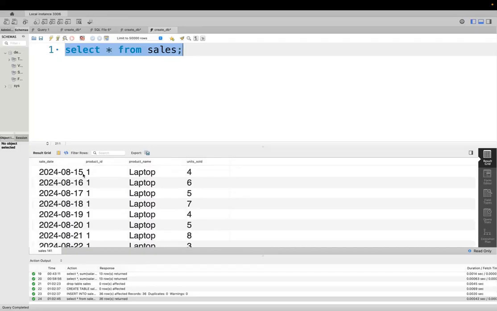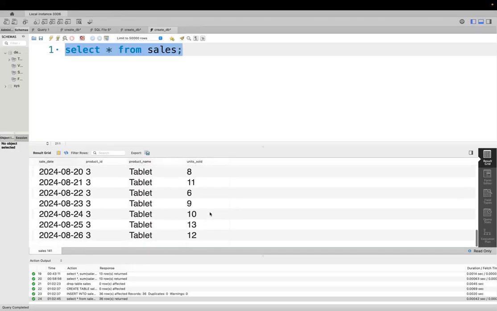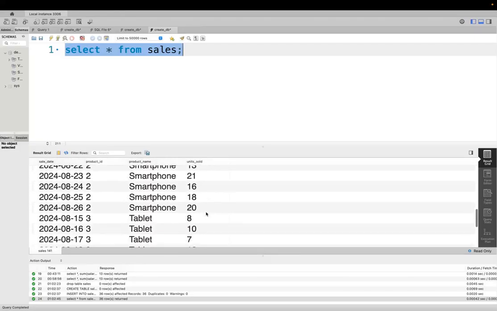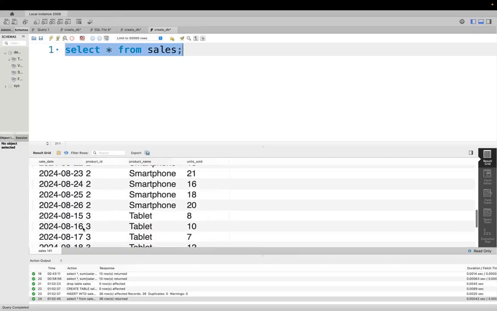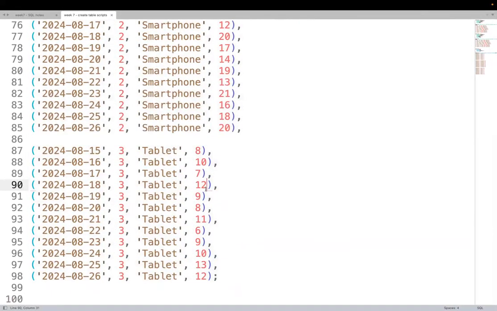Okay. So we have sale date, product ID, product name, and units sold, right? So you can see that product ID 1 was sold on 15th August 2024, four quantities. On 16th, six quantities. On 17th, five quantities were sold, like that. For product number 2 also, on 15th, 15 quantities are sold. On 16th, 18 quantities, and so on. Product number 3, on 15th, 8 quantities. On 16th, 10 quantities, and so on. I hope you understand this data.